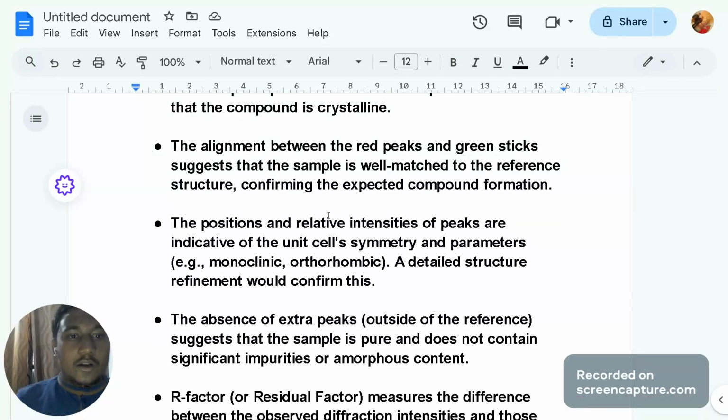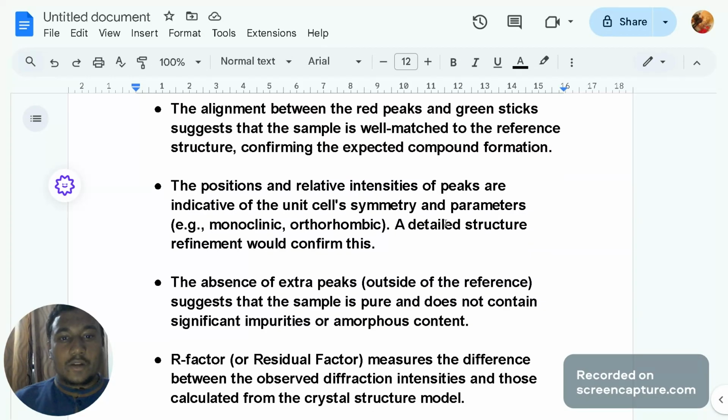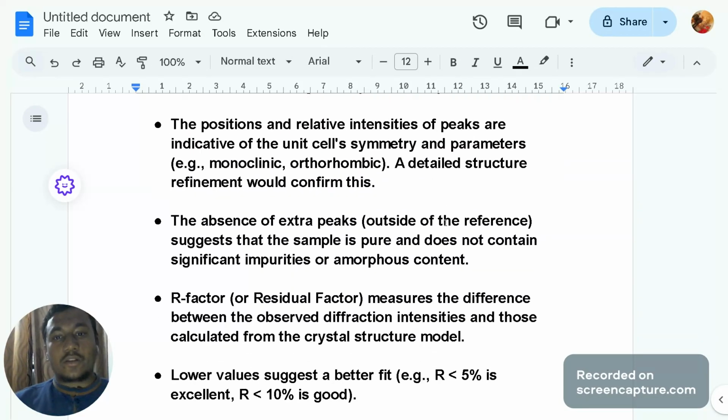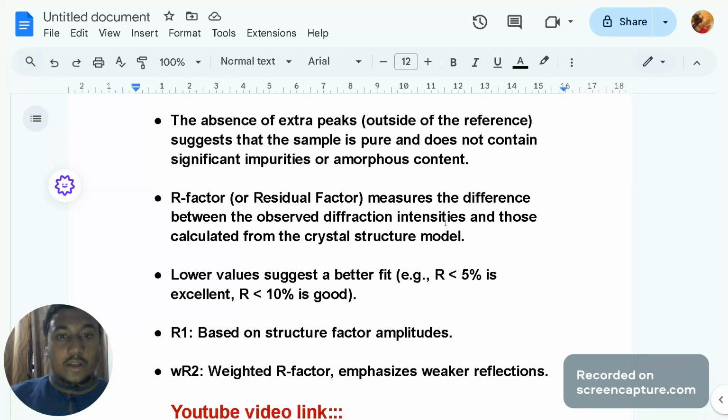The third one is that the positions and relative intensities of peaks are indicative of unit cell symmetry and parameters. So these relative intensities show the unit cell symmetry and parameters. And the absence of extra peaks, diffuse or noise peaks, which I have not considered by taking a reference, shows that the sample is pure and does not contain significant impurities.